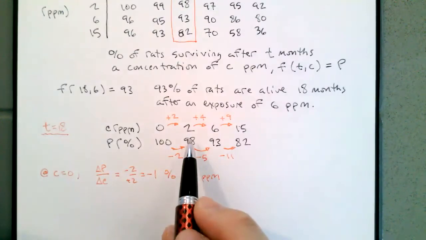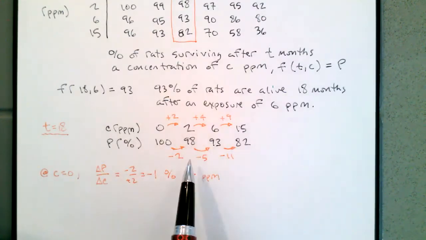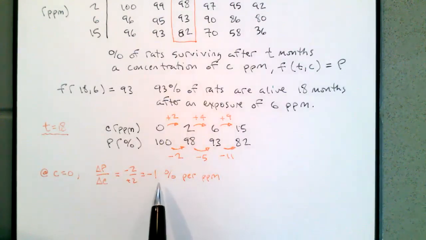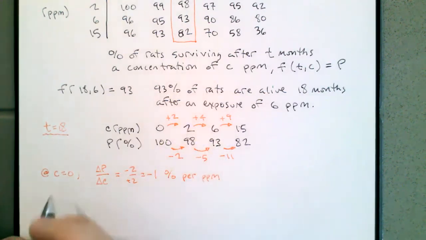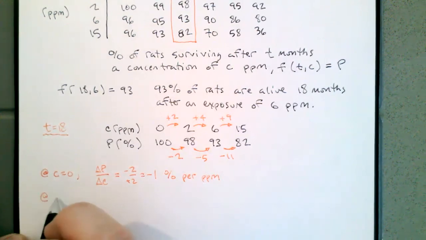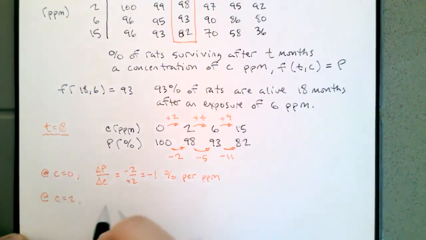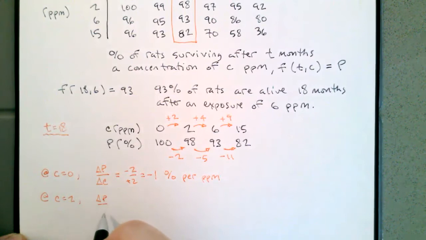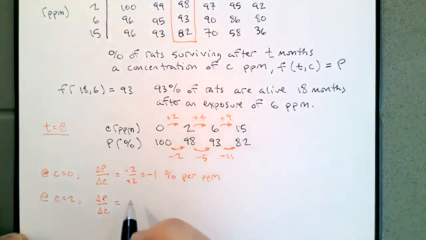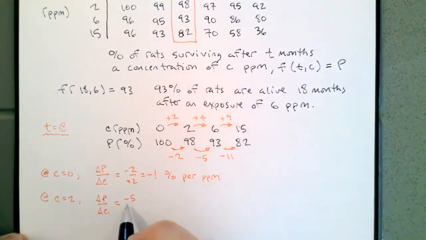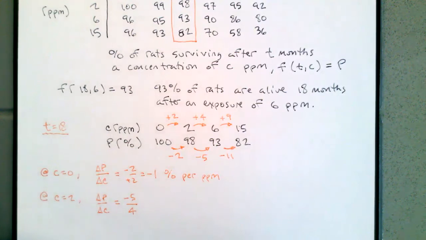But then at a concentration of 2, coming into 2, we have a decrease of 1% per part per million. And then from 2 to 6, if we recalculate the slope, it looks like the change in percent divided by the change in concentration is going to be -5 percentage points over 4 parts per million.